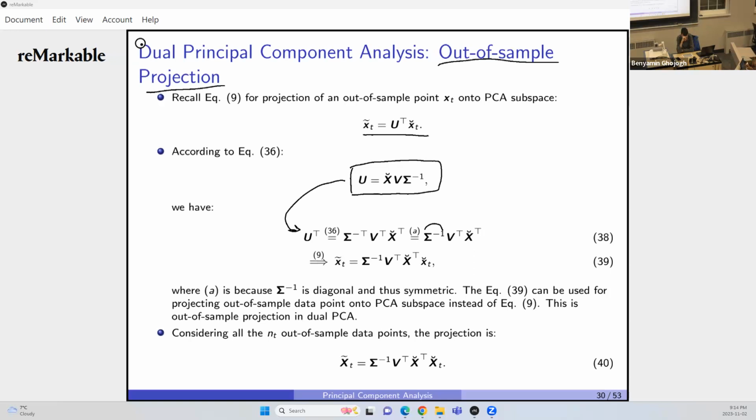Now, I replace this U transpose that I just found in this formula. So it gives me this. Xt tilde becomes sigma inverse V transpose X breve transpose X breve T. Agreed? Agreed. In matrix form, if I have several test data points, it becomes equation 40, right? Rather than xt breve, it becomes xt breve matrix, right?